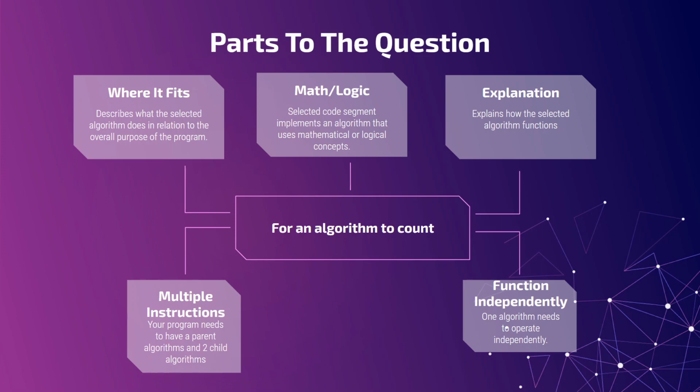That doesn't work. You have to choose something specific inside of your program, a specific function that fulfills these requirements, which means that your program has to be larger than just the function that you're writing to fulfill these requirements. Otherwise, you'd be wrapping your entire program in a function called something like function main and saying that fulfills the requirements. It does not. You need to have multiple instructions. You need to have one parent algorithm, one parent function, and two child functions underneath it.